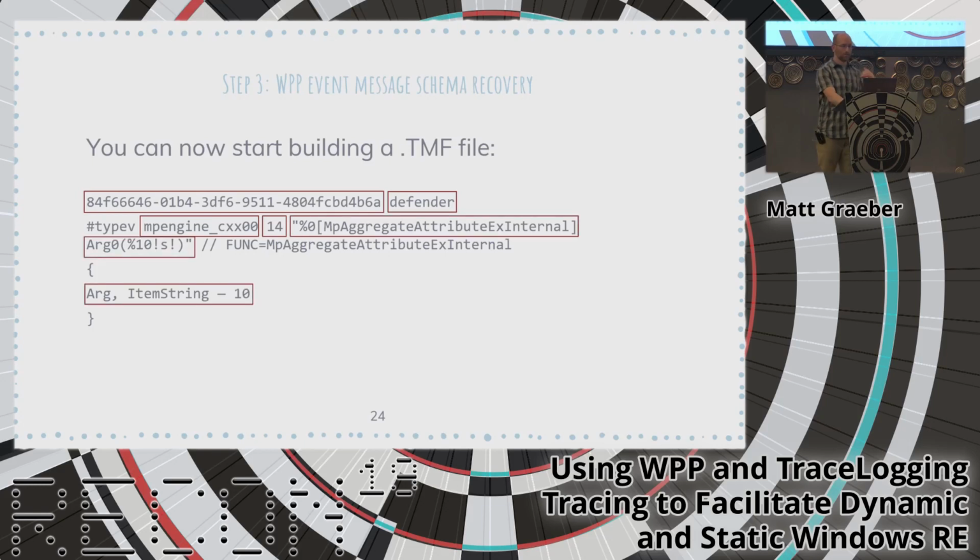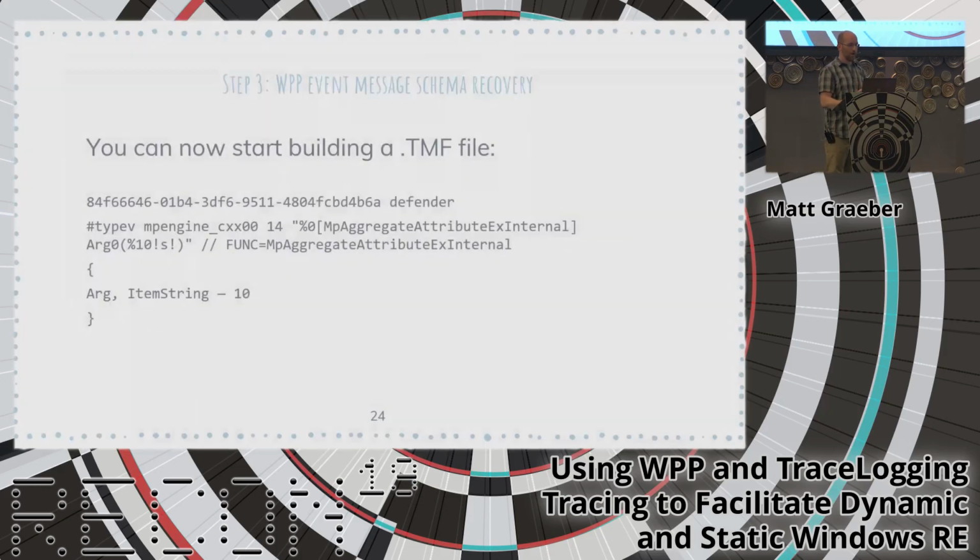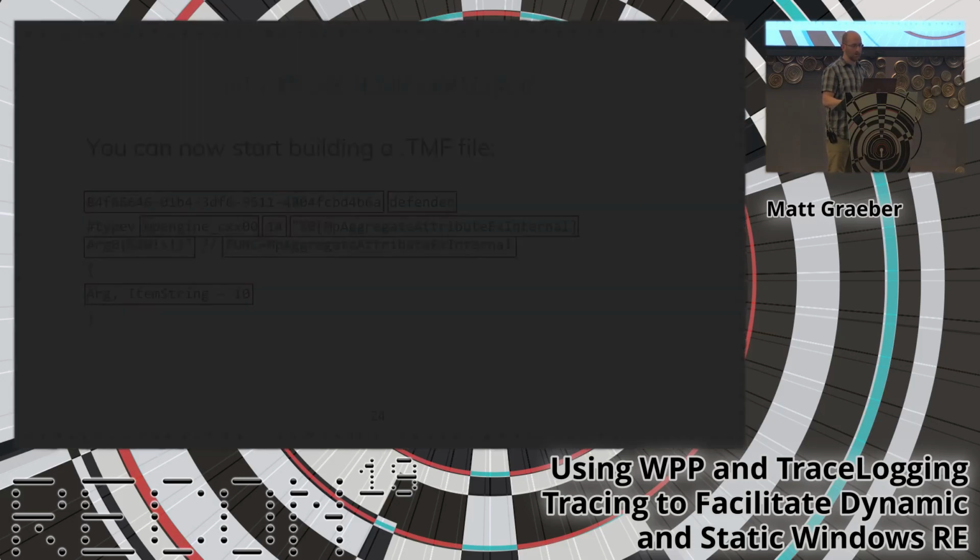And then the message string and the arguments. Okay, so the %10 refers to the first argument that's passed into it. The _s indicates it's an ANSI string. And then item string refers to that string as well. So if you download these slides, I'll post them to my Twitter later, and click on that more link, you'll see where, for example, _s corresponds to item string, because that's important when you're building these out.